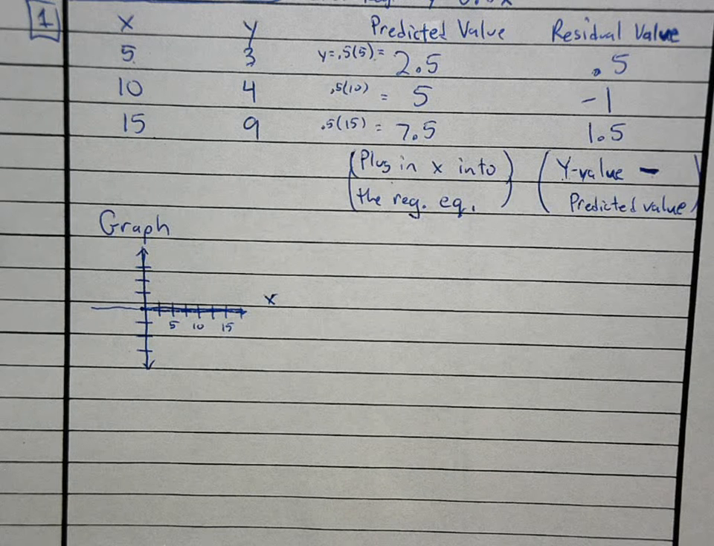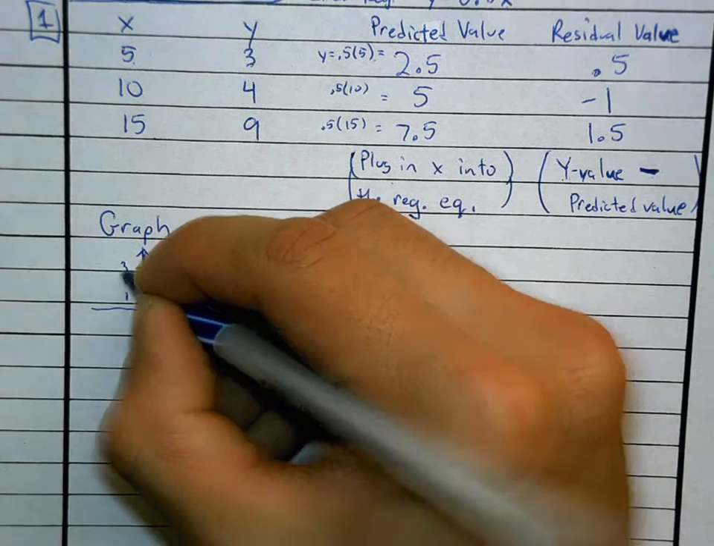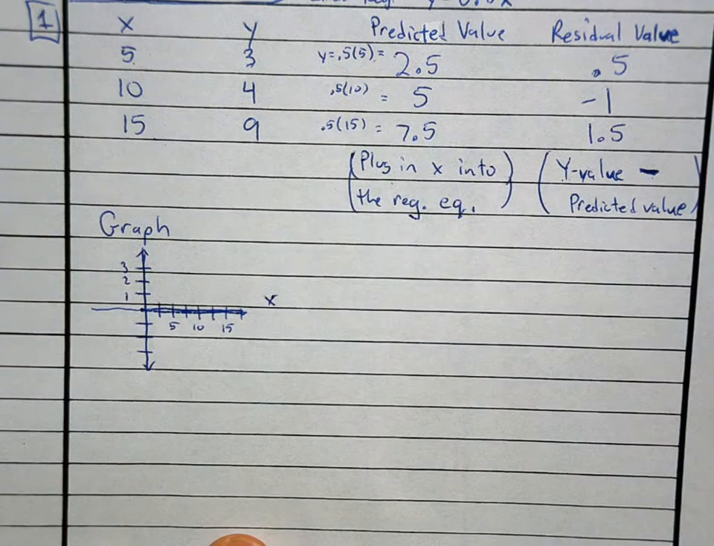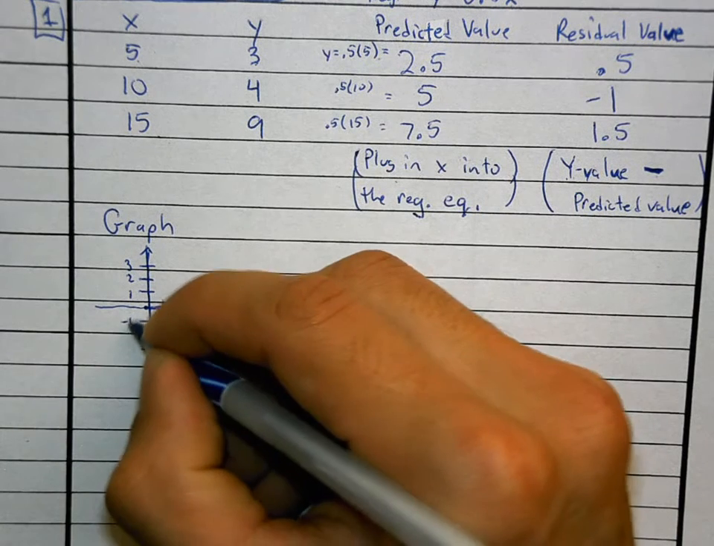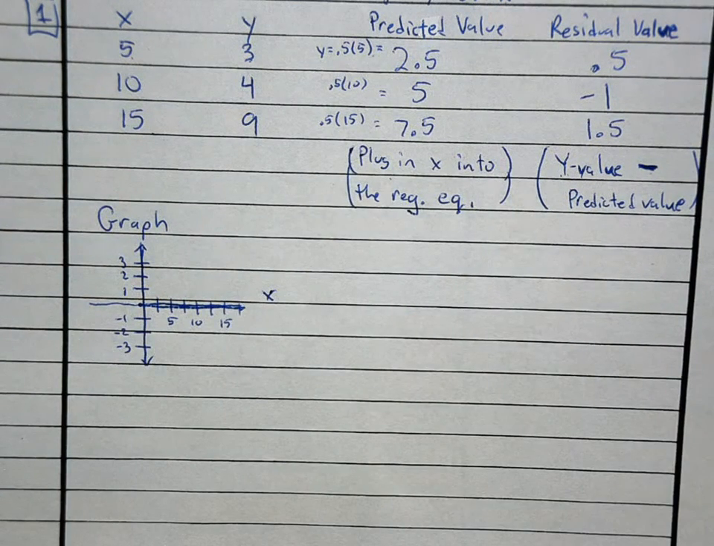And what we have to do is look at these residual values and see how far away it is. Okay? You might end up going up to +3 and down to -3. So I would label these as 1, 2, 3 in the positive direction, and -1, -2, -3 in the other direction.